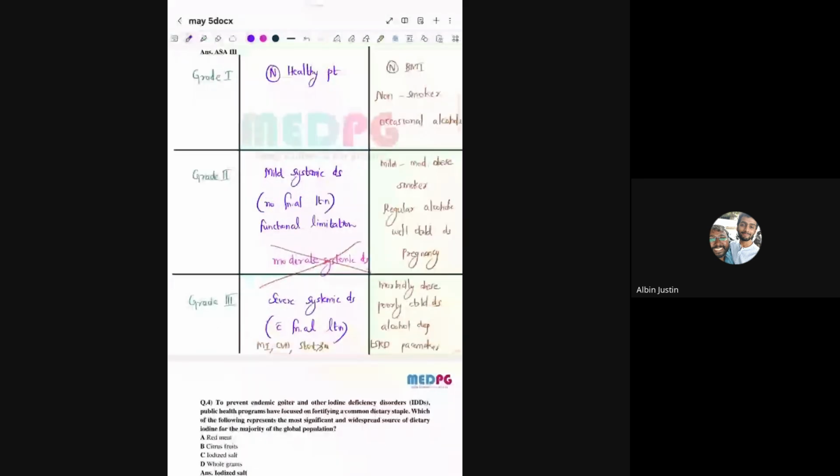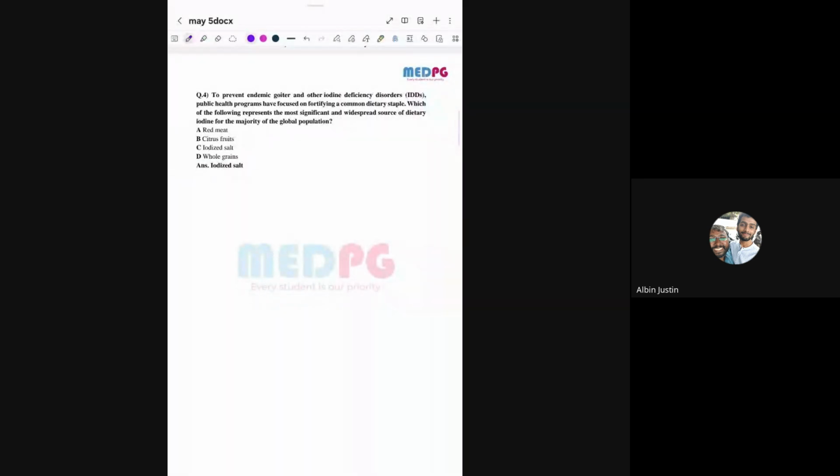Okay, now question number 4. Iron deficiency disorders. What do you give? You give iodized salt. So food fortification, you give iodized salt.